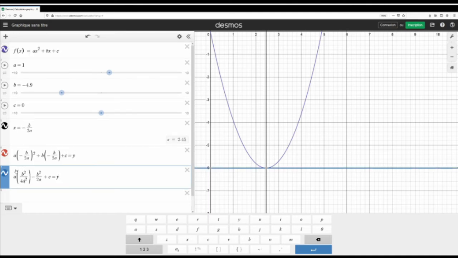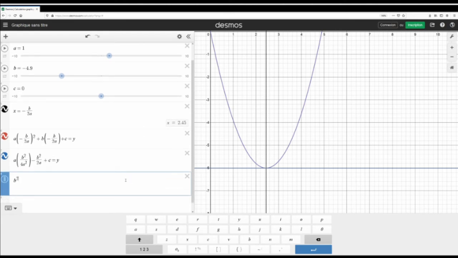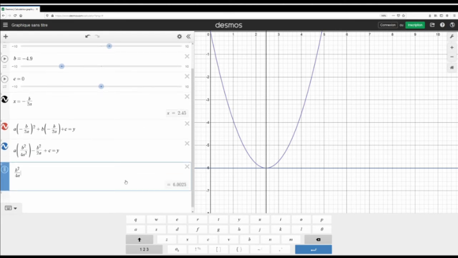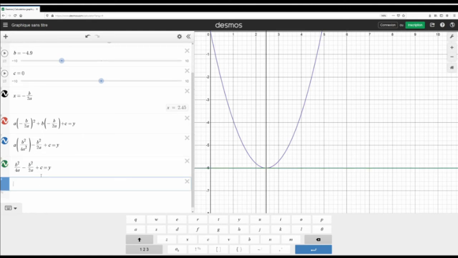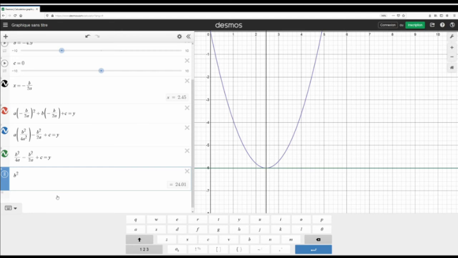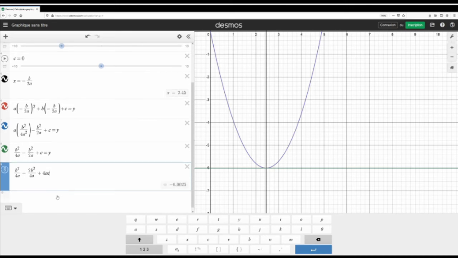Now we can cancel these two a's here to get b squared over 4a minus b squared over 2a, like this, plus c equals y. And we see we're still plotting the same line again, so we're still doing good. Now we can get a common denominator so that we can make one whole fraction out of it. So we get b squared over 4a minus 2b squared over 4a plus 4ac over 4a. So notice I just multiplied top and bottom by 4a. So these are still equivalent fractions.